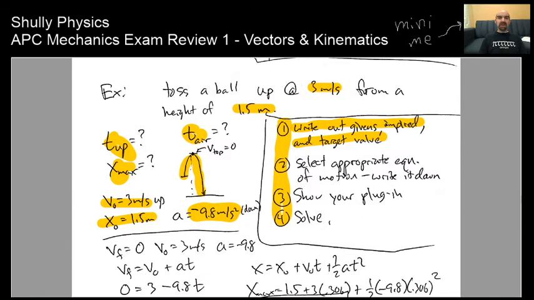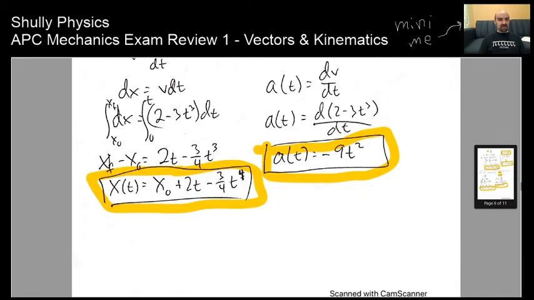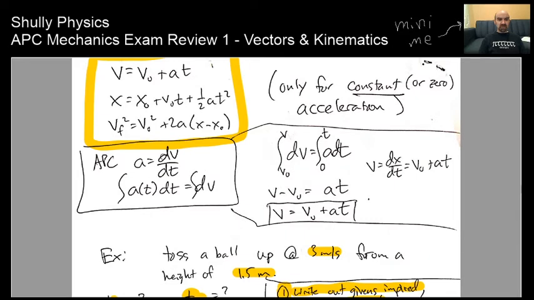Writing all that out just lays everything out in front of us, and now we're ready to solve. Next, we're going to select an appropriate equation of motion to use. First, let's consider, is it constant acceleration? If it's not constant acceleration, we're going to have to do something like this or that, okay? But since it is constant acceleration, we can use our equations of motion.